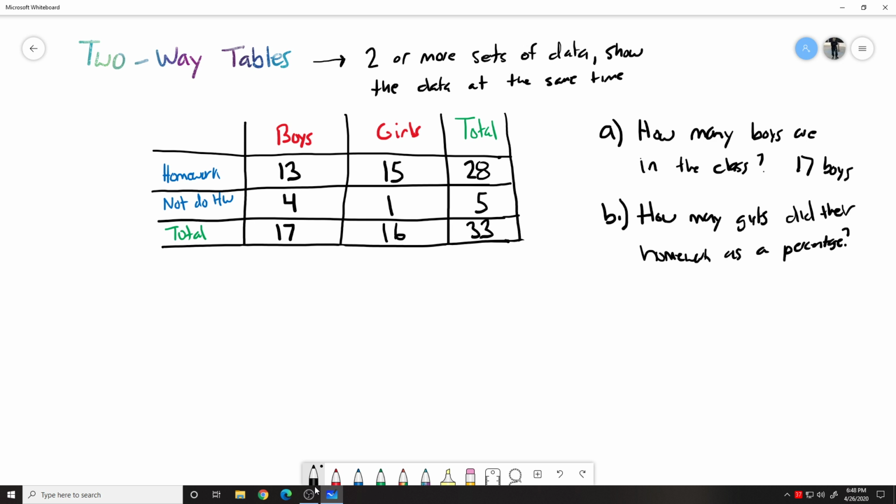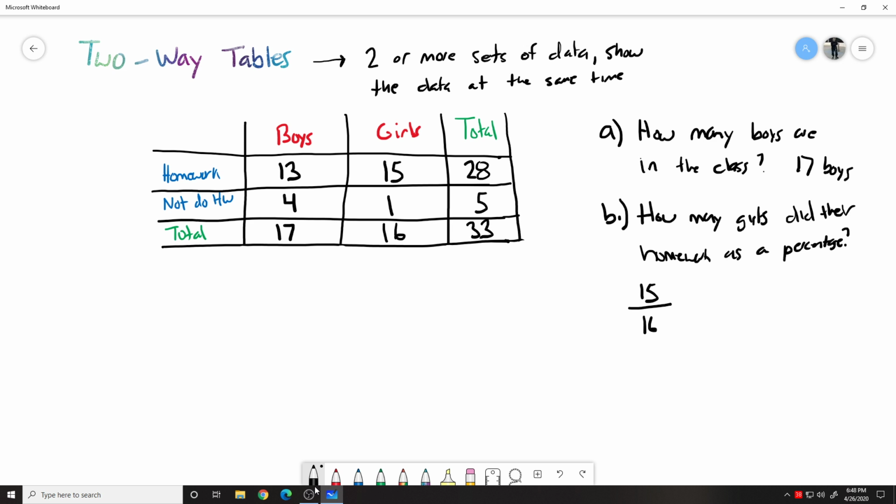Well, you can see on our chart here, 15 of them did their homework. But that is out of how many girls in total? There's 16 total girls. So 15 out of the 16 did their homework. So take your calculator, punch that in. Let's see what we get. So 15 divided by 16.